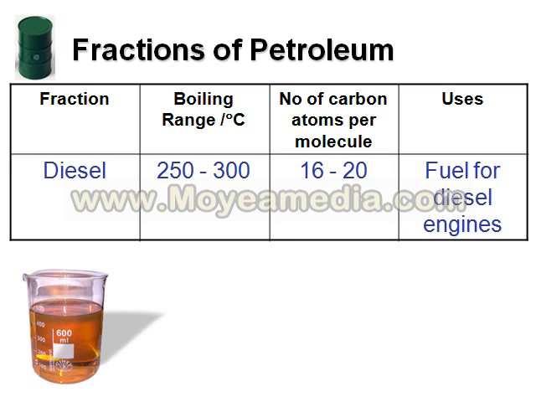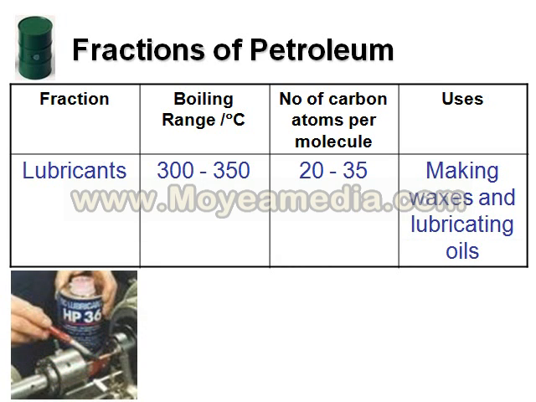Next fraction is diesel. Here the boiling point ranges from 250 to 300 degrees Celsius. Number of carbon atoms per molecule ranges from 16 to 20. It is used for diesel engines. Our next fraction is lubricants. Here the boiling point ranges from 300 to 350 degrees Celsius. Number of carbon atoms per molecule ranges from 20 to 35. It is used for making waxes and as a lubricating oil.